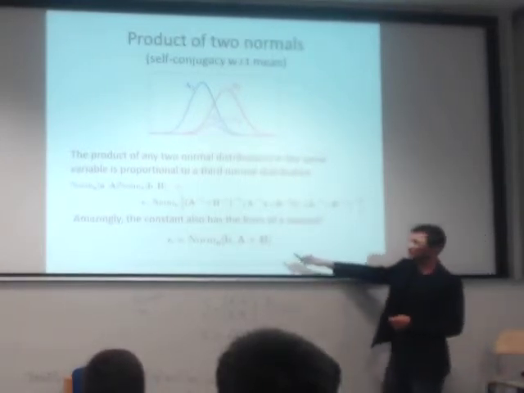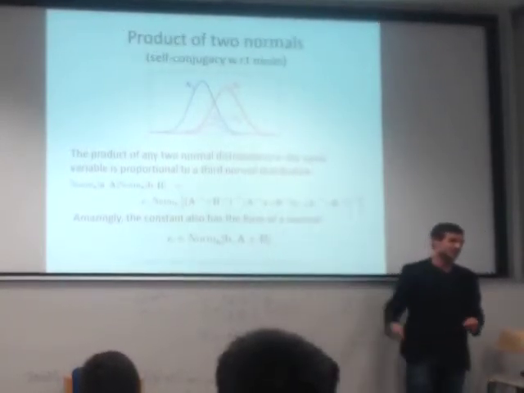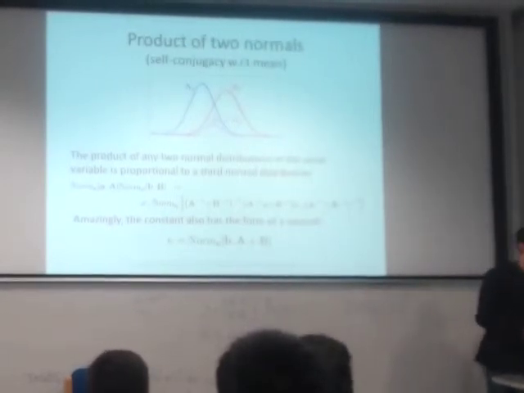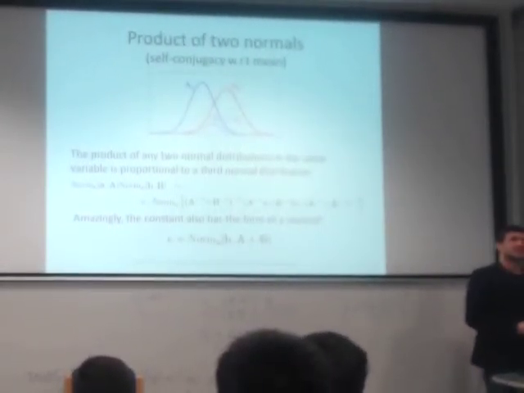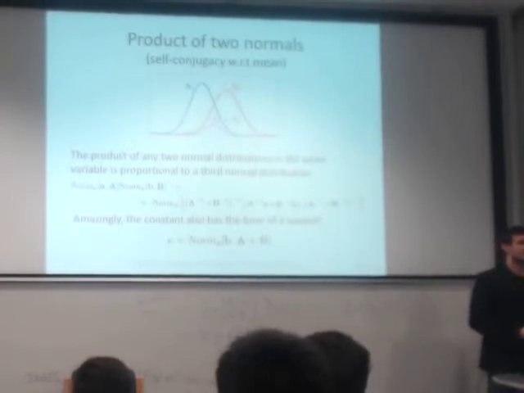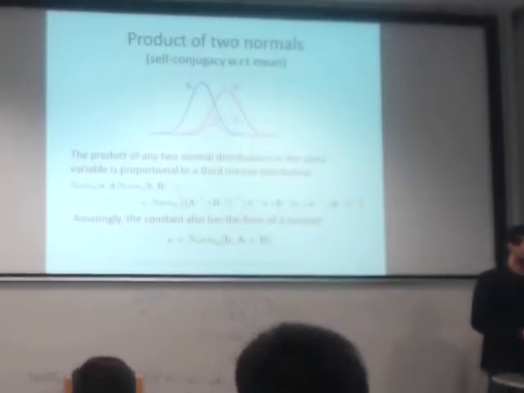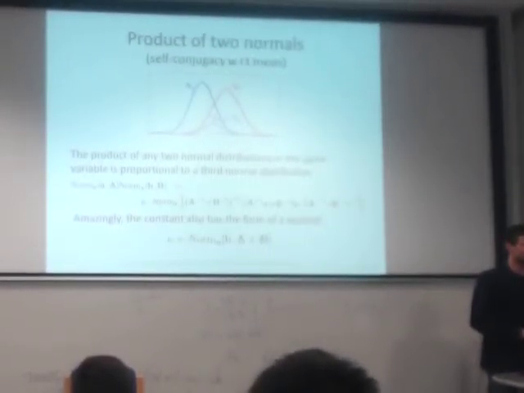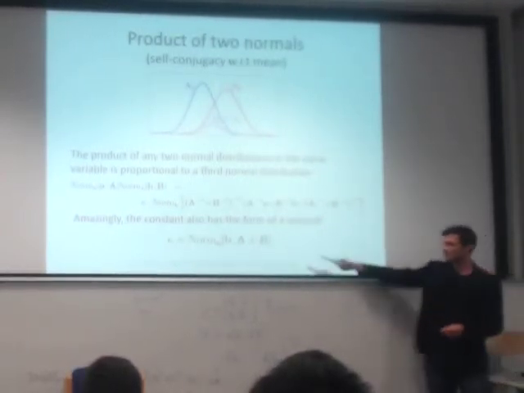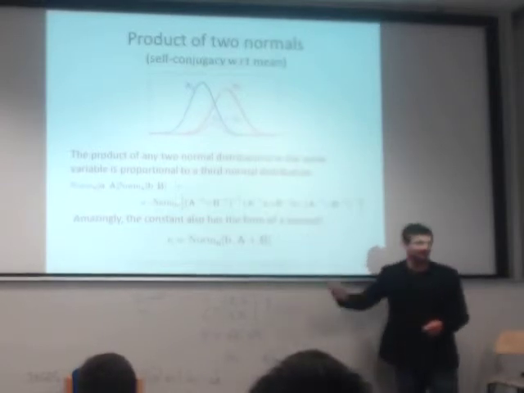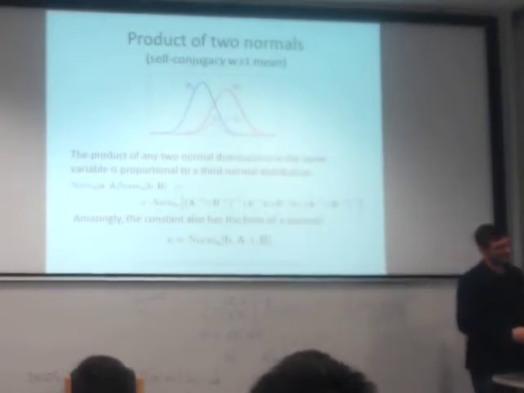What does this remind you of? Yesterday we were multiplying, I don't know, categorical with the Dirichlet. Why were we doing that? Because they are conjugates, right? So does it look familiar in any way?